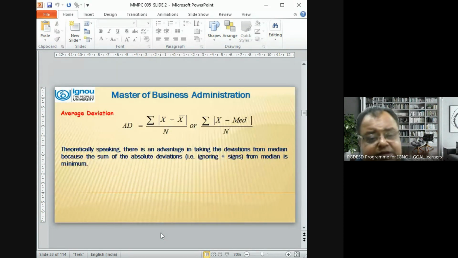Average deviation, if it is from mean, it is mod of x minus x bar divided by n, and if it is from median, it is mod of x minus median upon n. We will see a problem.